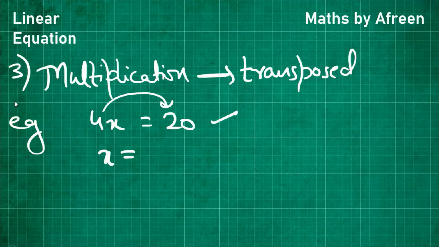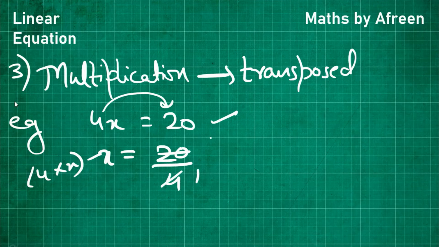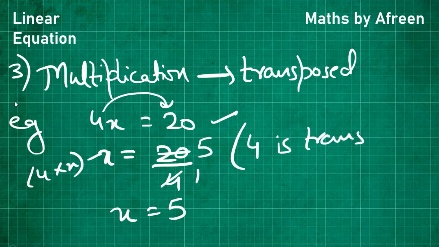We will again just change the operator sign, as here the operator sign is 4 into x. Now here it will be 20 divided by 4. So upon cancelling this, 4 ones are 4, 4 fives are 20. So the value of x will be 5. What we did here? We transposed 4, and upon transposing we got the value of x as 5. This is our answer.